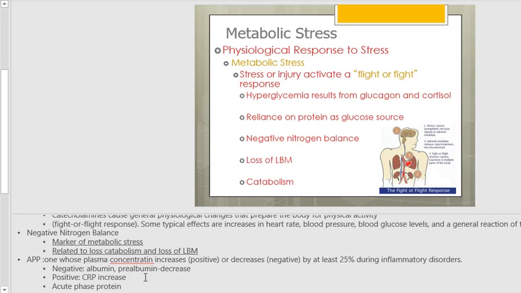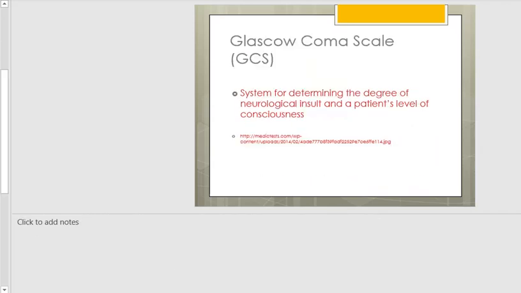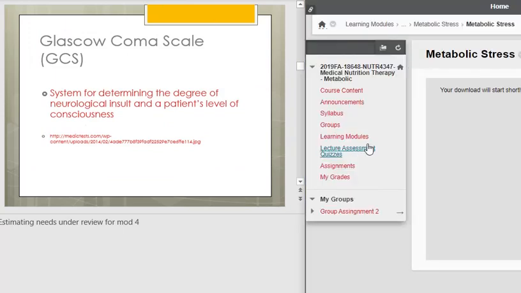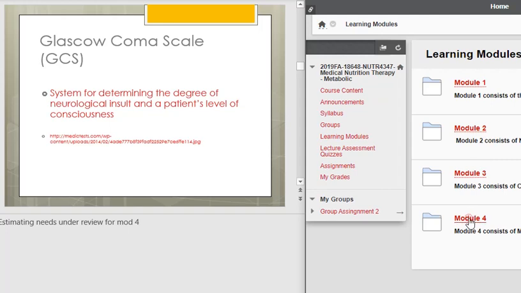I'm going to do that for now. I want to talk about, under the review, there's a document that says estimating needs under module 4 review. You guys find the document?